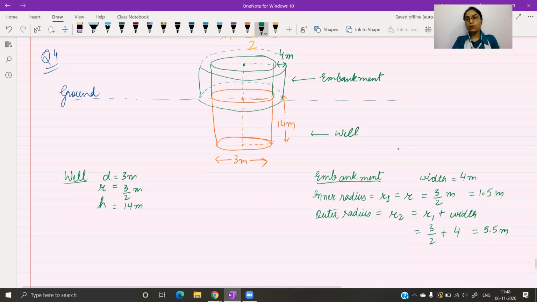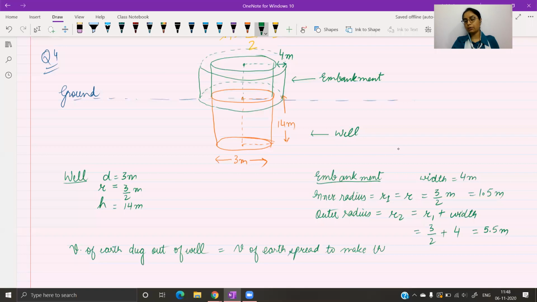Now the volume for the two will be the same. The volume of the earth dug out of the well will be equal to the volume of the earth used to make this embankment. And that's what I'm going to write down. Volume of earth dug out of well will be equal to volume of earth spread to form the embankment.